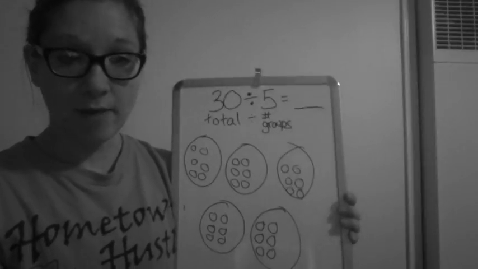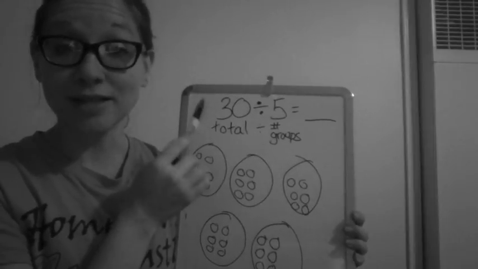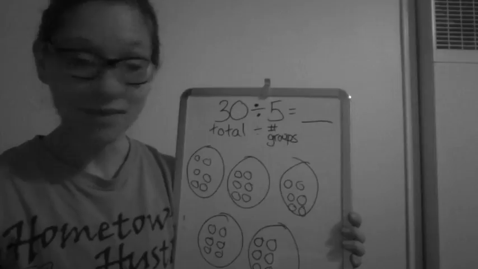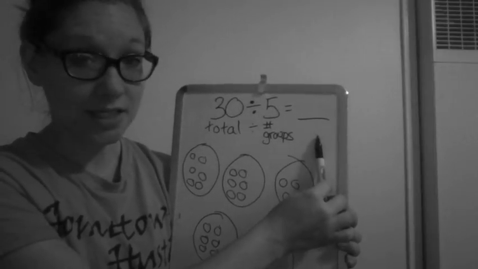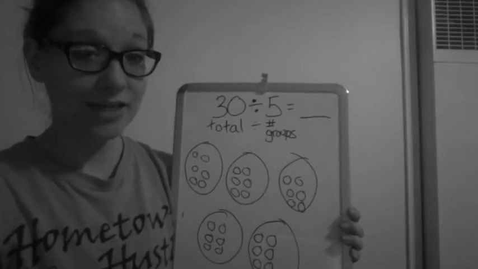Why am I stopping? Because 30 is the number of objects that I had. So you got to make sure you stop at your total. Now our quotient, our answer, is the number that we have inside each group.